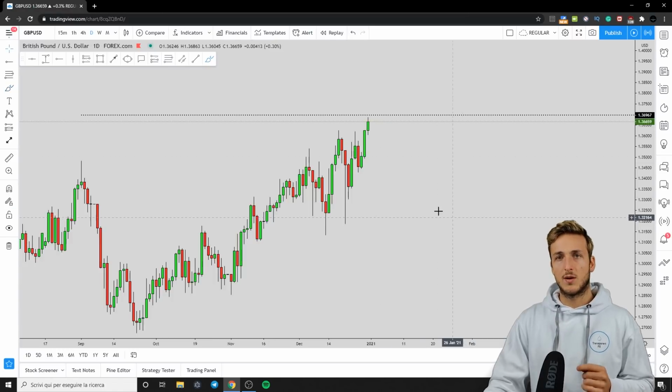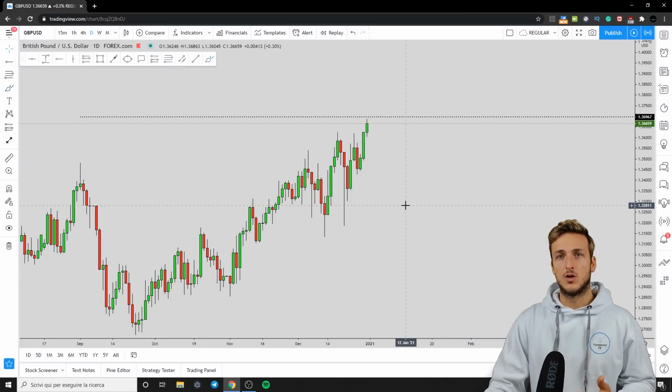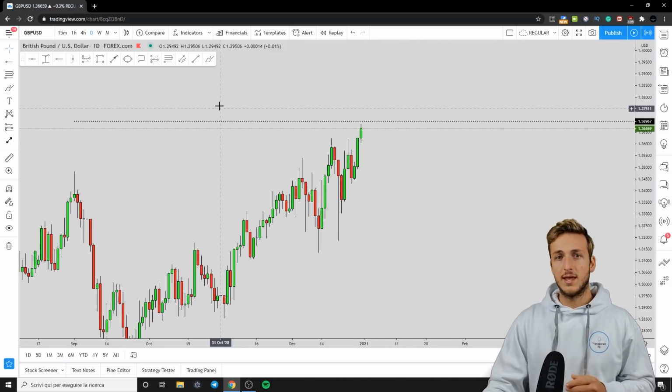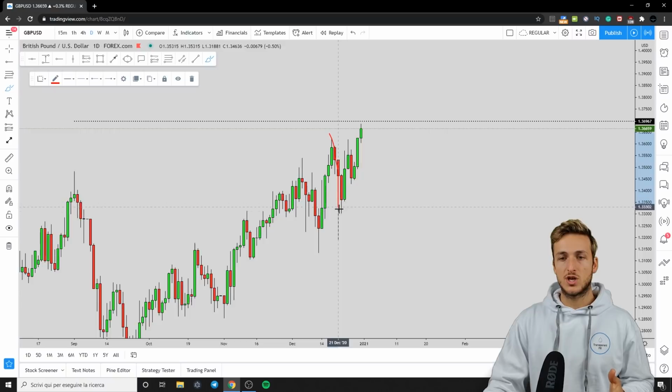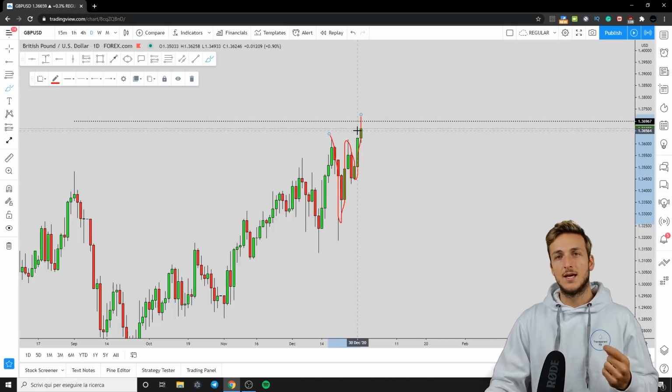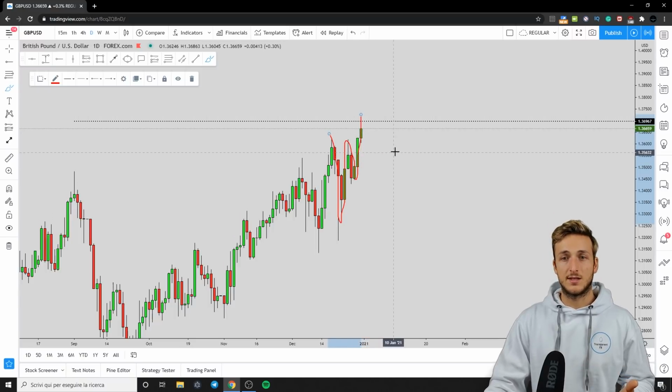So how will we be approaching this kind of opportunity with students? Now, first, what we have on the daily. On the daily, we have a market which has created first this move to the downside, then this move to the upside, then another move to the downside, and then this move to the upside. Now, this pattern is called an overextended W formation.